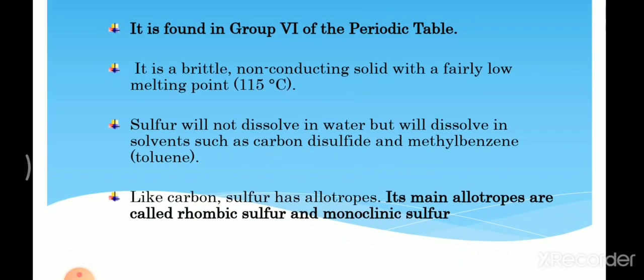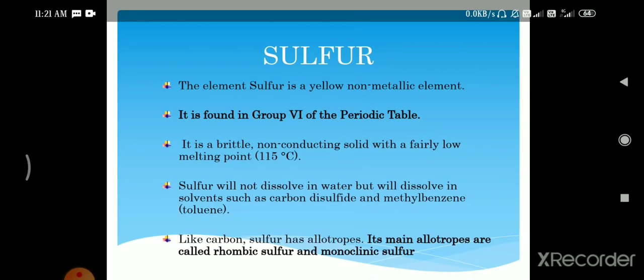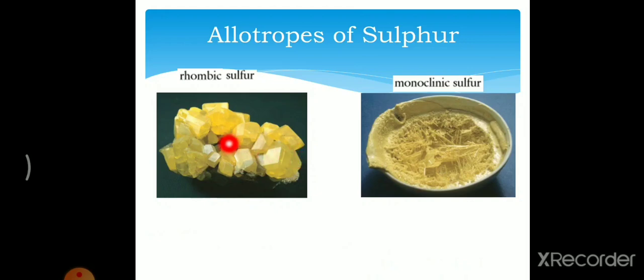As you have seen, carbon can exist in allotropic forms such as diamond and graphite. Similarly, sulfur also exists in allotropic forms, that is monoclinic and rhombic. Rhombic and monoclinic sulfur are the allotropes of sulfur. What do you mean by allotropes? Allotropy is the existence of two or more different physical forms of a chemical element. So this is rhombic and monoclinic sulfur.